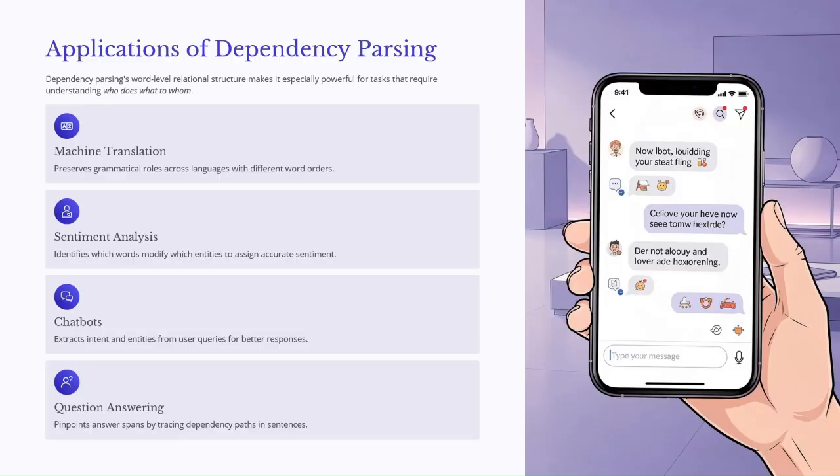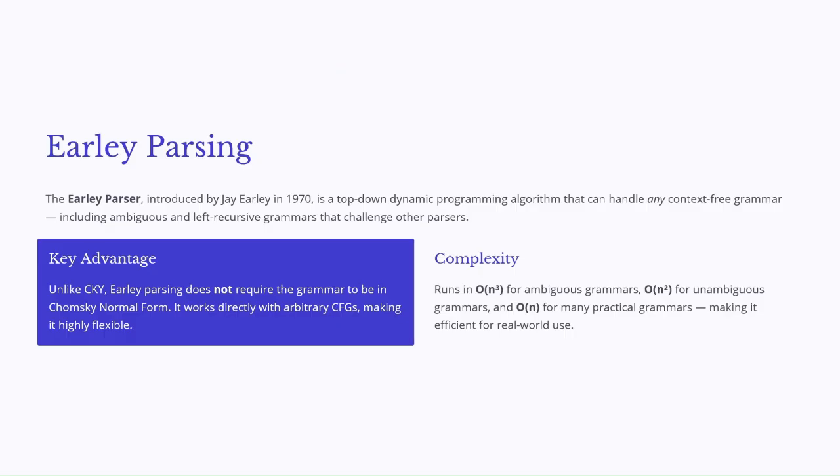So where do we use this particular dependency graph? Dependency parsing is used in machine translation, sentiment analysis, chatbots, and question answering. So of all the parsers, mainly it is used in machine translation and question answering. Other than that, you can also use it in sentiment analysis and chatbots.